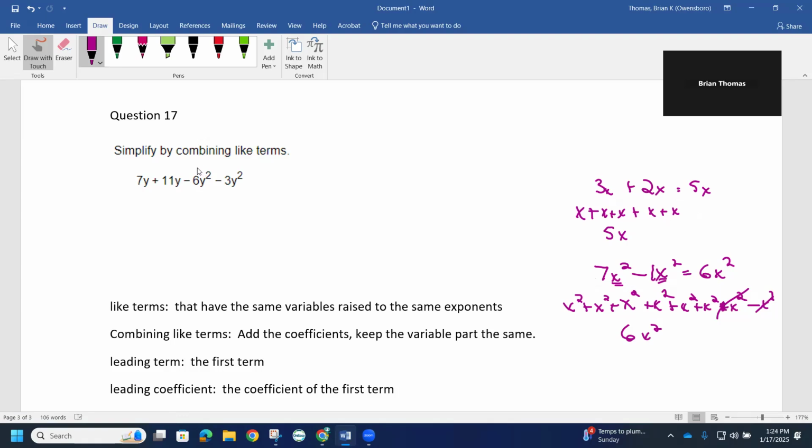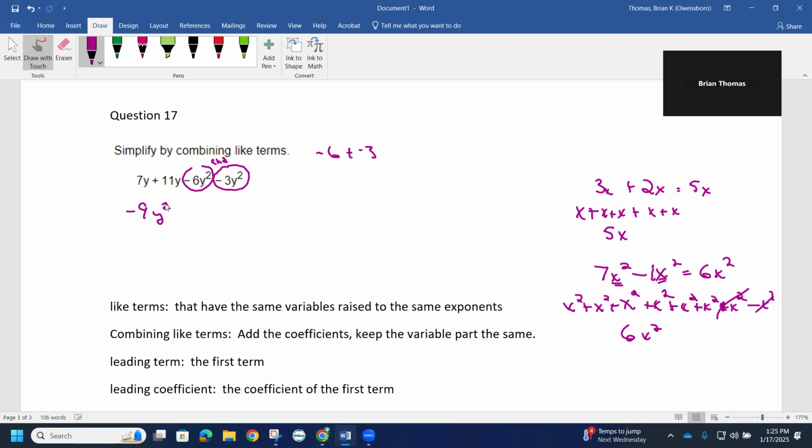So if we look at this example, notice how if we go from highest degree to lowest degree, the highest degree terms are the 6y squared and the negative 3y squared. So we're going to be adding those together. So a negative 6y squared and a negative 3y squared. The math there is a negative 6 and a negative 3. Remember, if you lose 6 and you lose 3, together you've lost 9 altogether. A negative plus a negative is just a bigger negative. So it's going to give me a negative 9, and then I keep the variable part, which is the y squared.